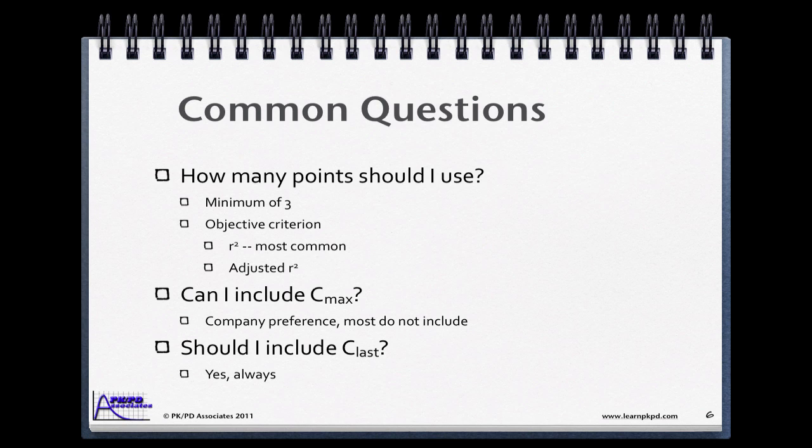Another question is whether or not to include Cmax. This is a personal or company preference. Most people do not include Cmax in the calculation. However, there is no reason it cannot be included. Remember, you're estimating KEL from the data. To calculate the real value, you should determine the clearance and volume of distribution and then calculate KEL directly. Finally, some may ask if you need to include Clast. In my opinion, the last concentration measurement should always be included. The absence of C-last may result in a biased estimate of KEL.